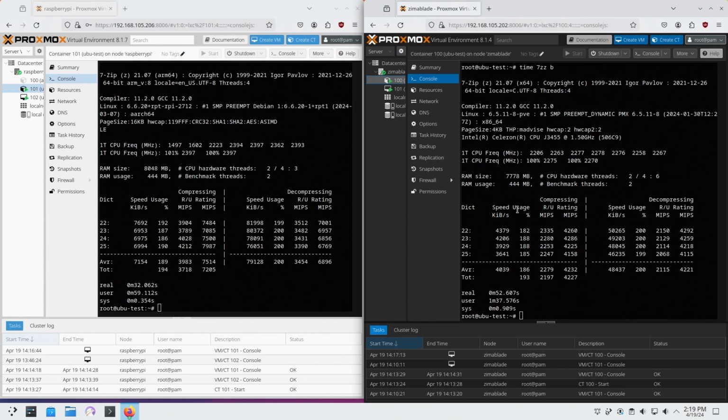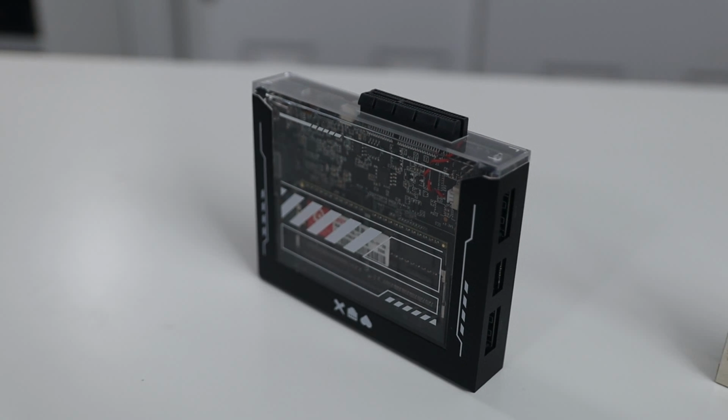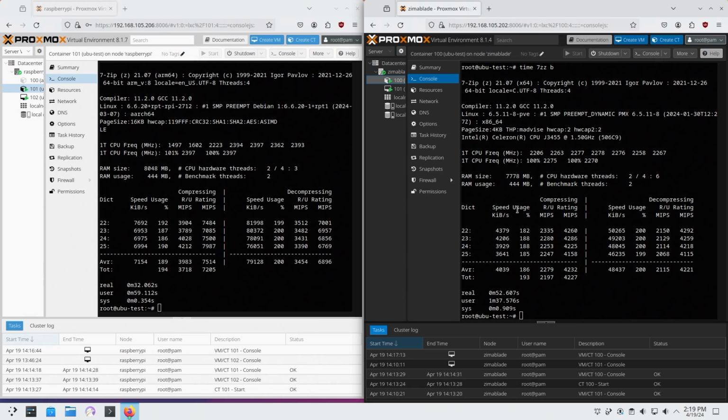Now, the Zimablade honestly still has more features as far as hardware goes. You can use the PCI slot, you can add SATA to it. So ultimately you can do more stuff with the Zimablade itself. But as far as performance goes, the Raspberry Pi is double the speed of the Zimablade.